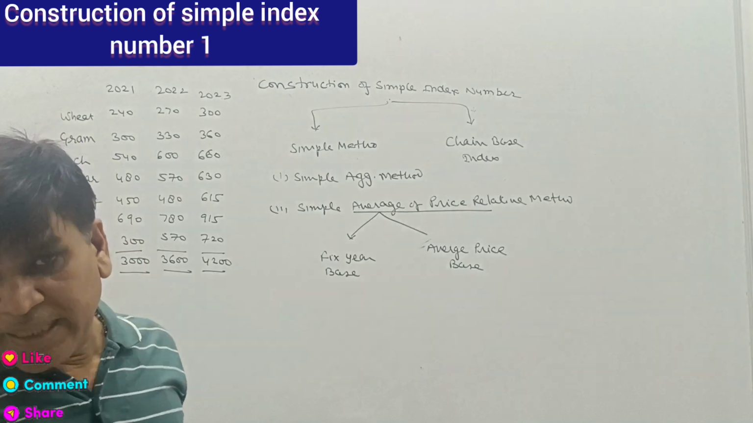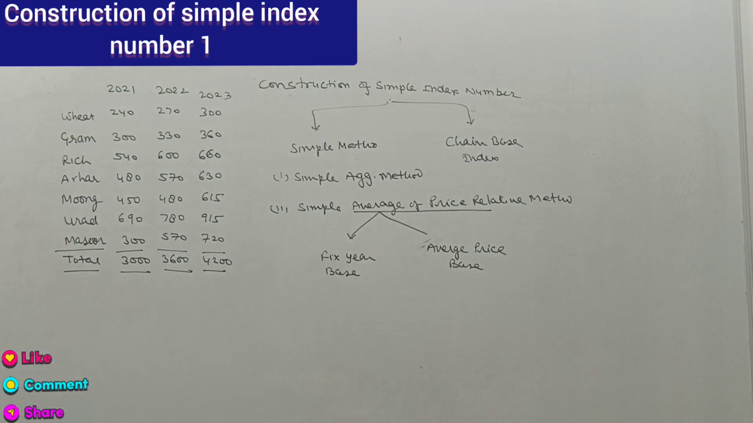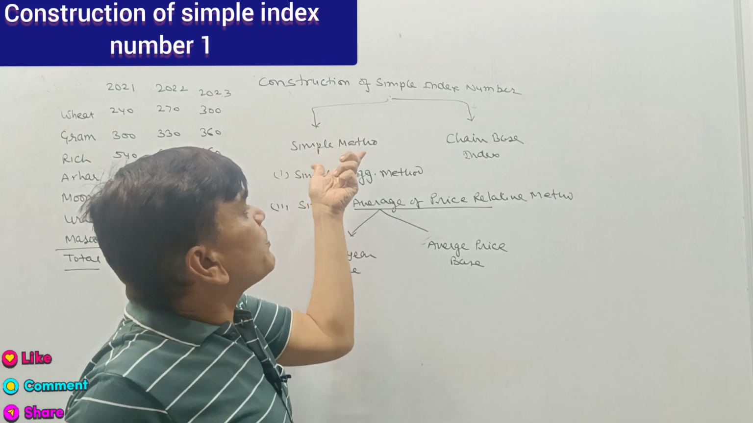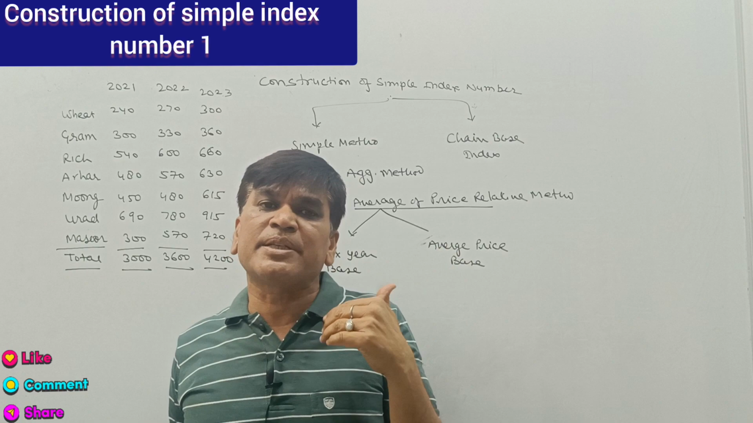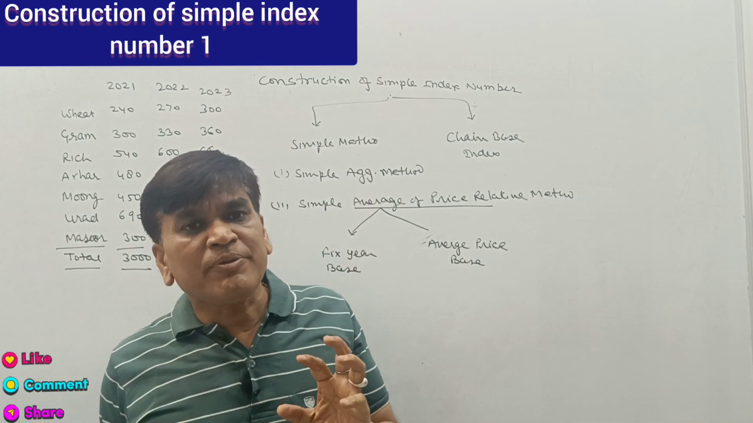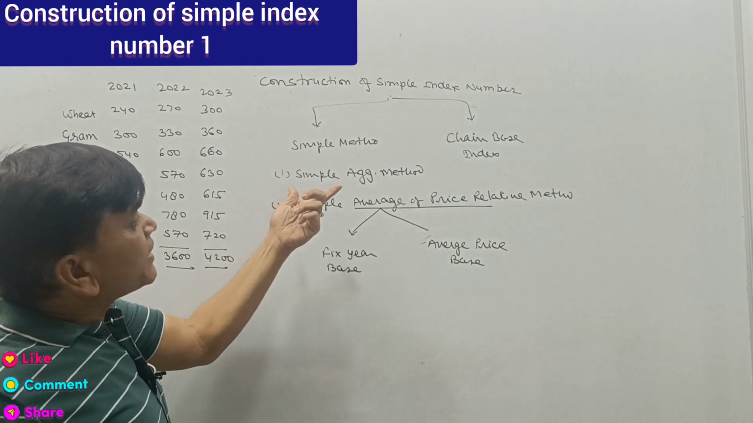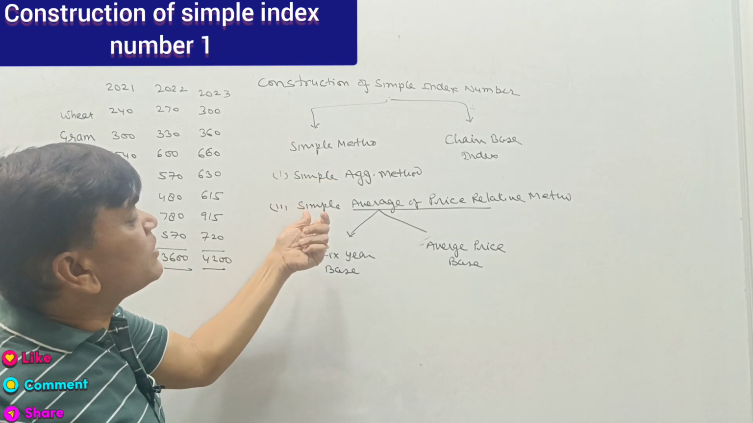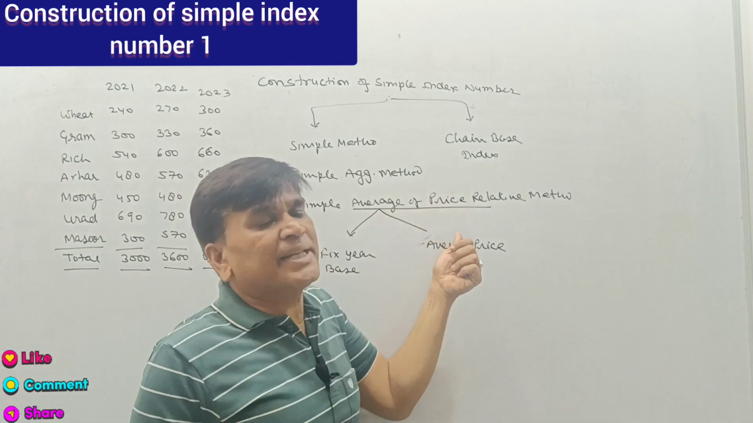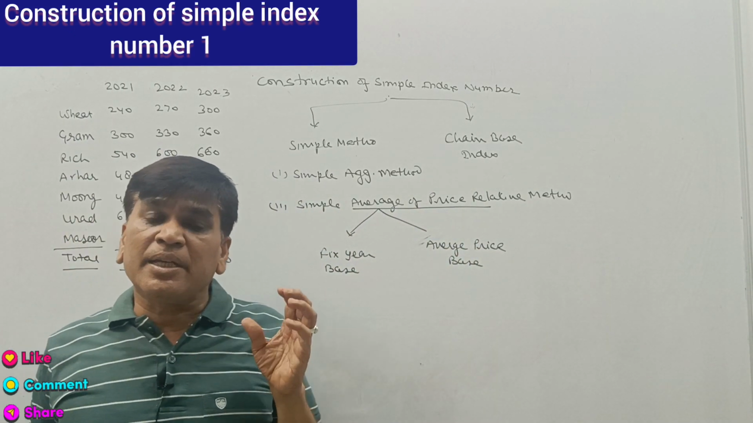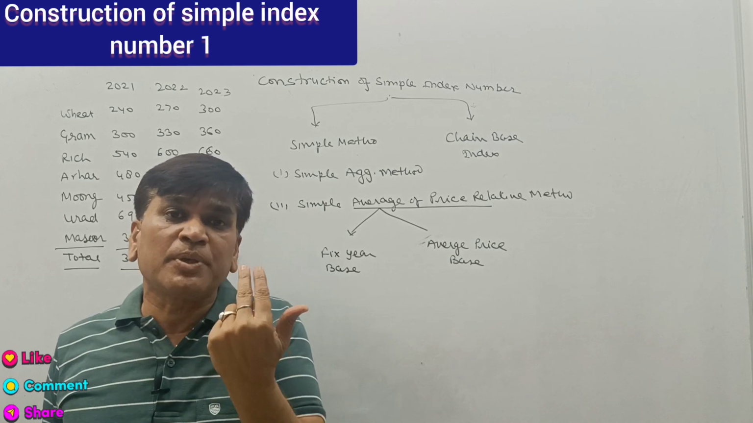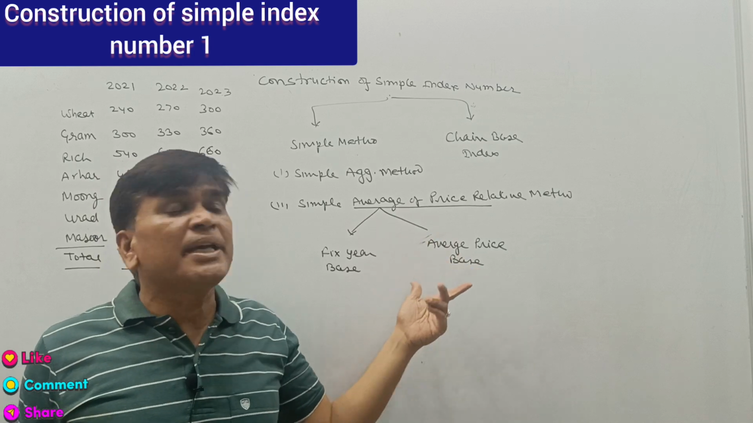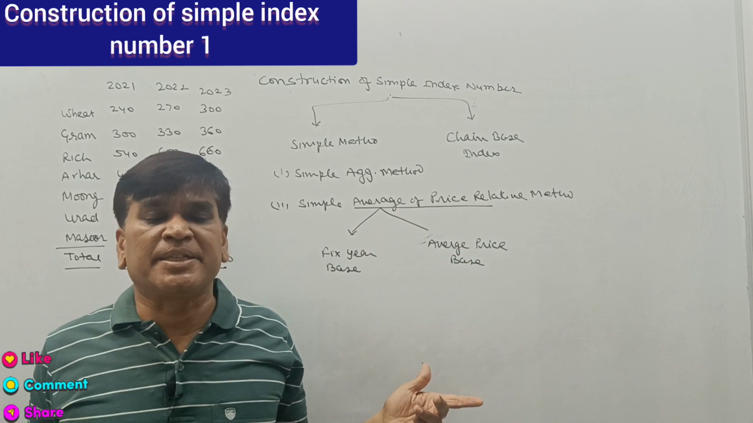So in today's video we will discuss only one method of index number. This method is called the simple index number. We have two types of simple index number, the first one simple and the second one chain based. We will discuss chain based index number in our next video. In today's video we have two methods: the simple aggregative method, which is dependent on the total, and the second one, simple average of price relative method. That index number may be based on the fixed year base, or it may have an average base price index.